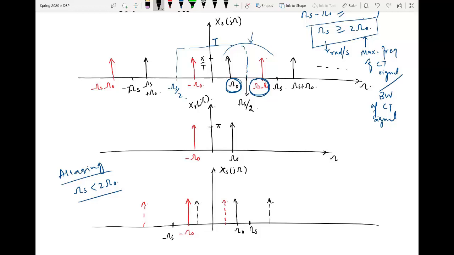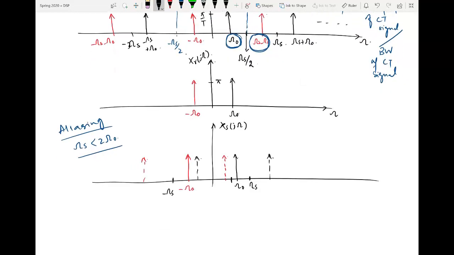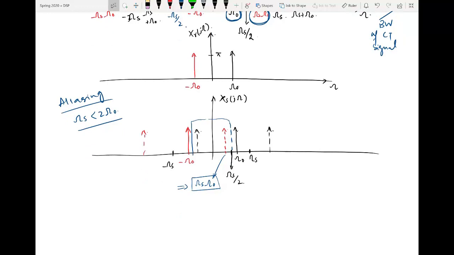Now this is basically the point which is equal to omega s by 2. So if you place a filter having bandwidth of omega s by 2 over here, then definitely you will not be recovering the original signal. Rather, you will be recovering a signal having a different frequency, equal to omega s minus omega naught. So instead of recovering the signal with the desired frequency omega naught, you will be recovering a signal with changed frequency, which is omega s minus omega naught, which is basically the result of aliasing.